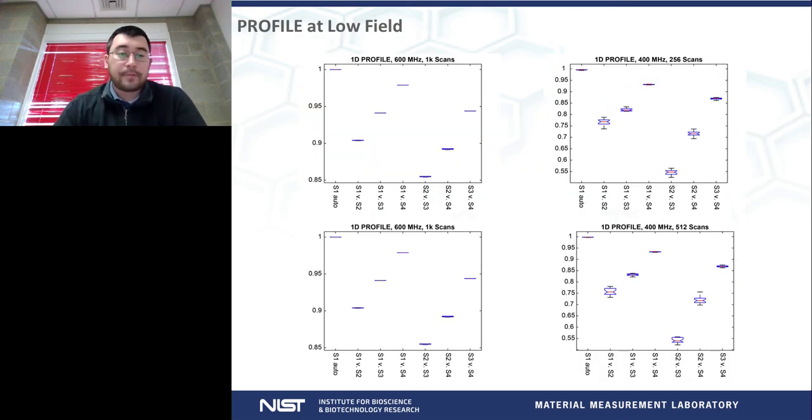So we collected this data, and what we were able to decipher is that using the profile method, so this is the 1D data that was processed using the profile correlation analysis, we see a similar trend across the board with these samples. The issue lies in the scaling of the difference of these samples, or the correlation similarity of these samples. So if you look on the left column, the 2 spectra, or the 2 plots you see on the left, are both at 600 megahertz with 1,000 scans.